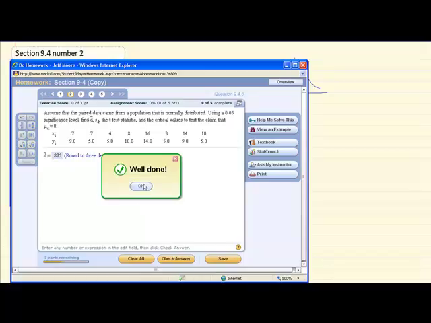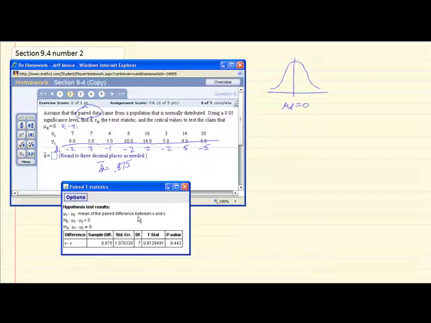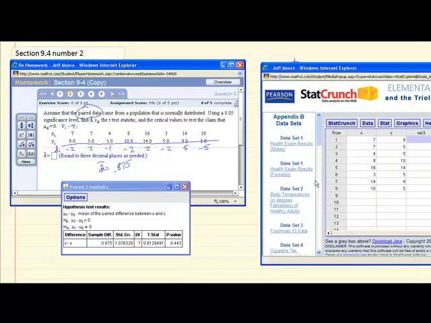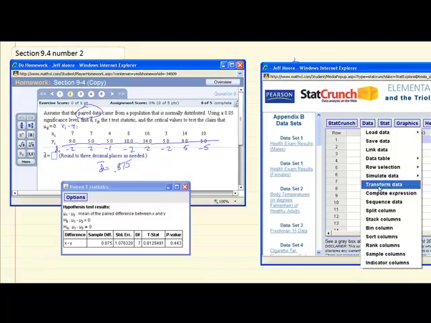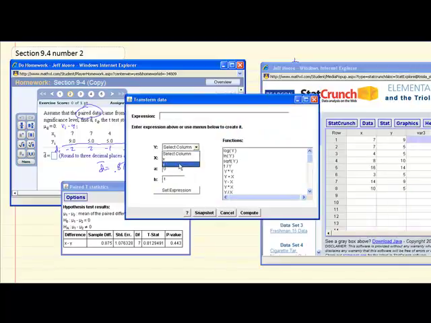Check our answer. The next question is to find the standard deviation of the differences. And we'll look at our output box here. And that actually isn't given to us. We have the standard error, but not the standard deviation of the differences. So what I'm going to do is go to Data, and I'm going to transform some of this data. I'm going to do this by selecting column Y and selecting column X. And in the expression box, I'm going to type X minus Y and hit Compute.